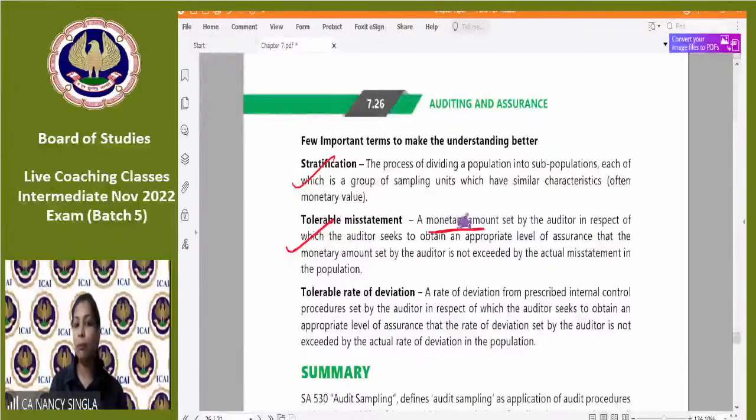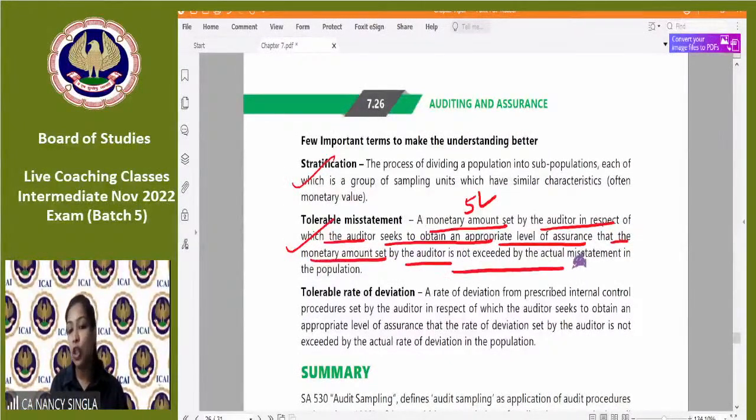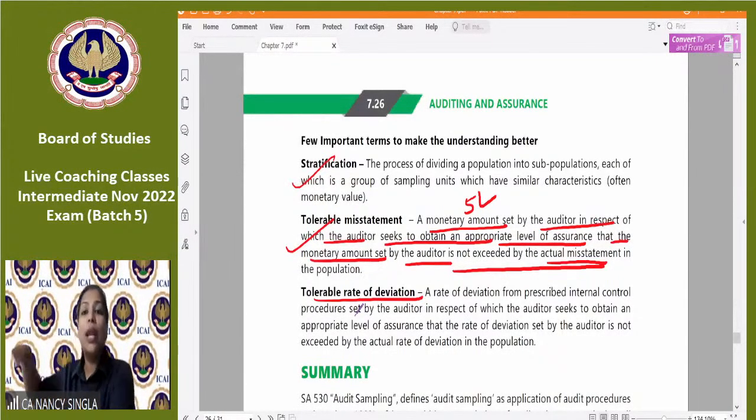Tolerable misstatement. See, a monetary amount, I gave the example of 5 lakhs, set by the auditor in respect of which the auditor seeks to obtain an appropriate level of assurance that the monetary amount set by the auditor is not exceeded by actual misstatement. What is tolerable rate of deviation? Rate of deviation is with respect to what? Your internal control. Here one more point you need to understand. We said that in sales of rupees 10,000 there is a mistake of 500. So how much will it be in sales of 1 lakh? This is called what? Projecting of misstatement. Clear?